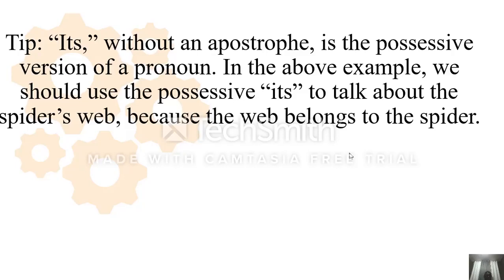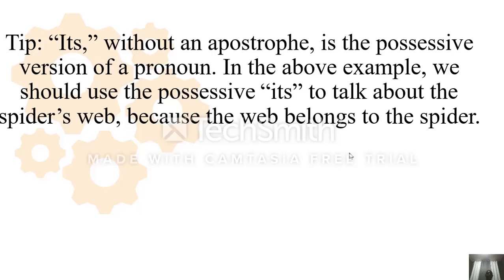Now, tip: its without an apostrophe is the possessive version of a pronoun. Remember, a pronoun. What is a possession? Okay, this cell phone belongs to me. It belongs to me. So it has no apostrophe. Do you see? So this car belongs to me. We use it for things and animals. So that's a possession. In this case, its without the apostrophe is a possessive version of a pronoun.